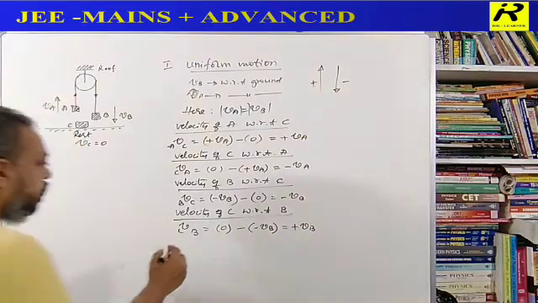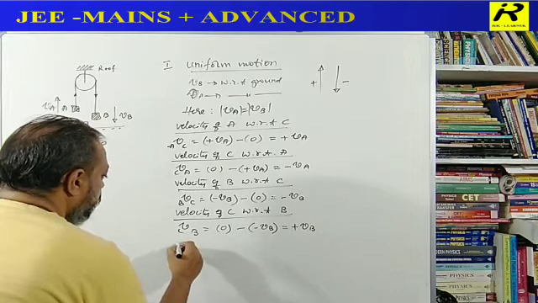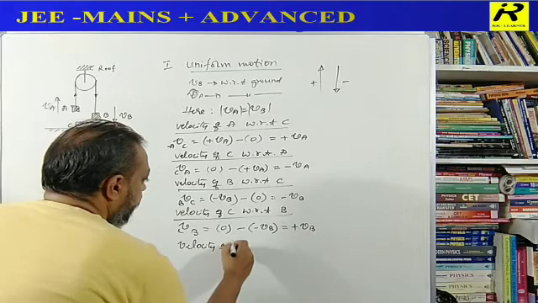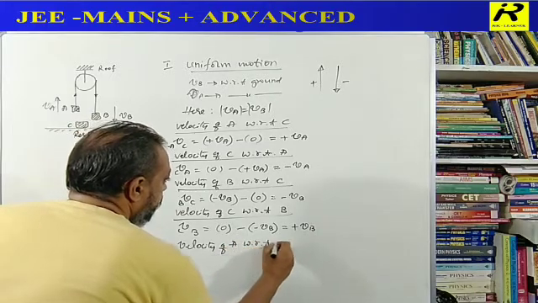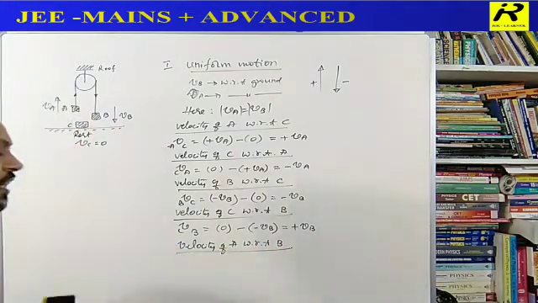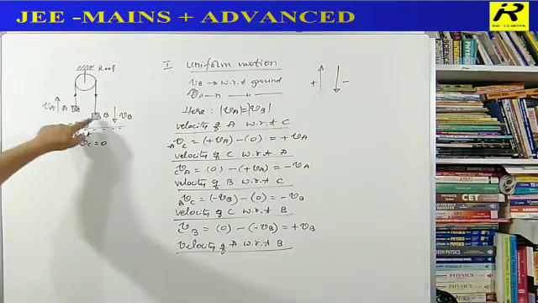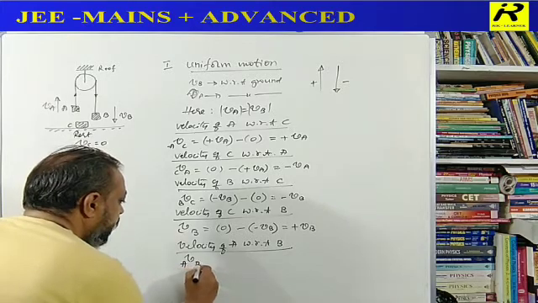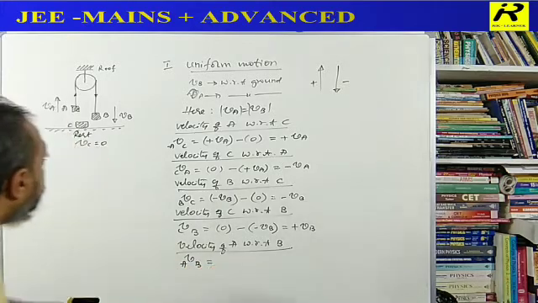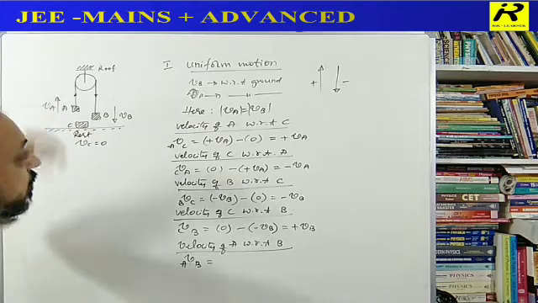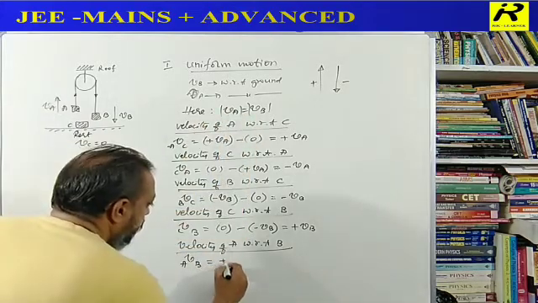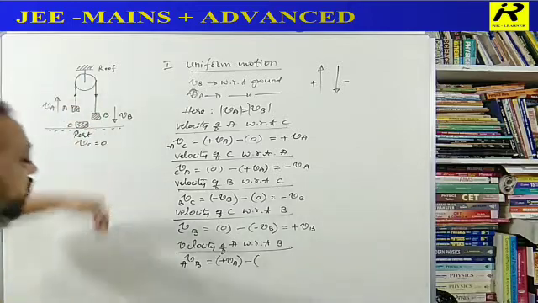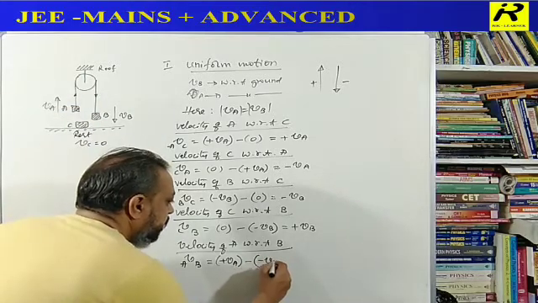So then what may happen for the other two, that is velocity of A with respect to B. Okay, so these two are here. That should be written like this: velocity of A with respect to B is velocity of A with respect to ground, which is upward, and upward is positive, so plus Va, minus velocity of B, which is downward, so it is minus Vb.